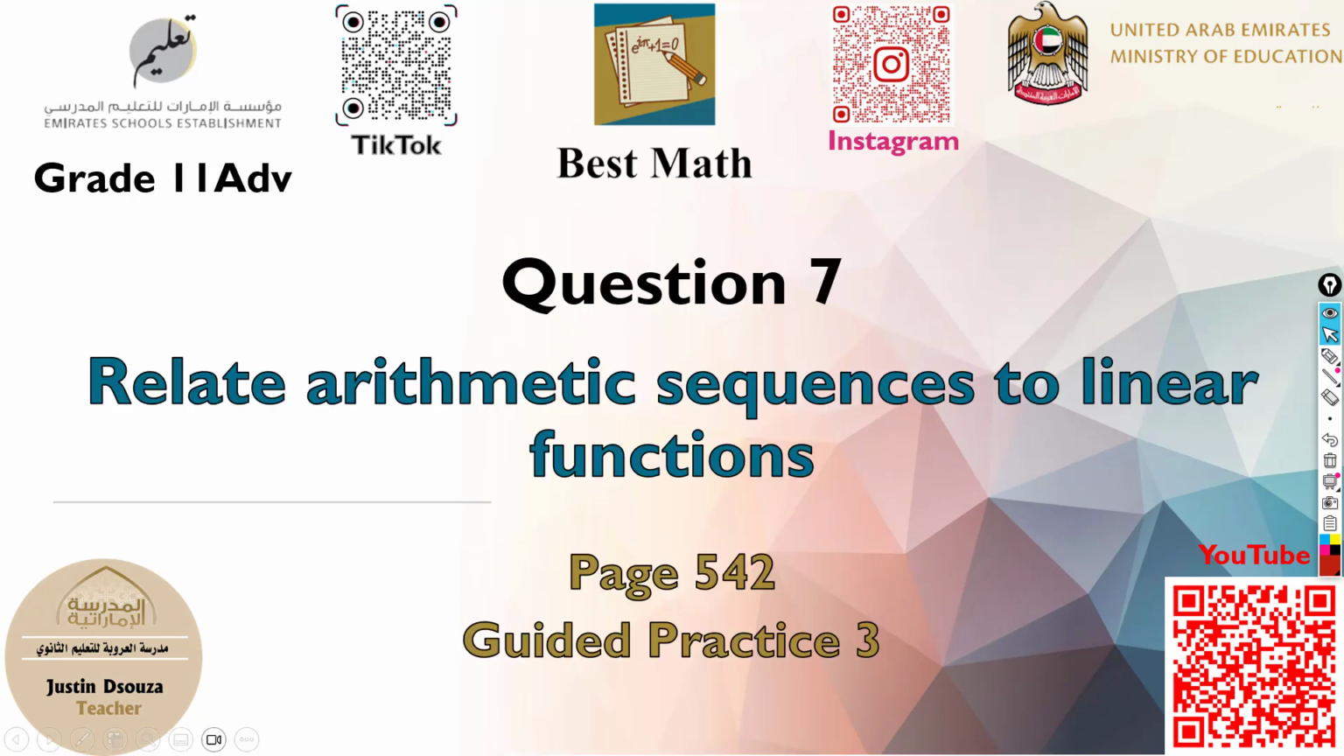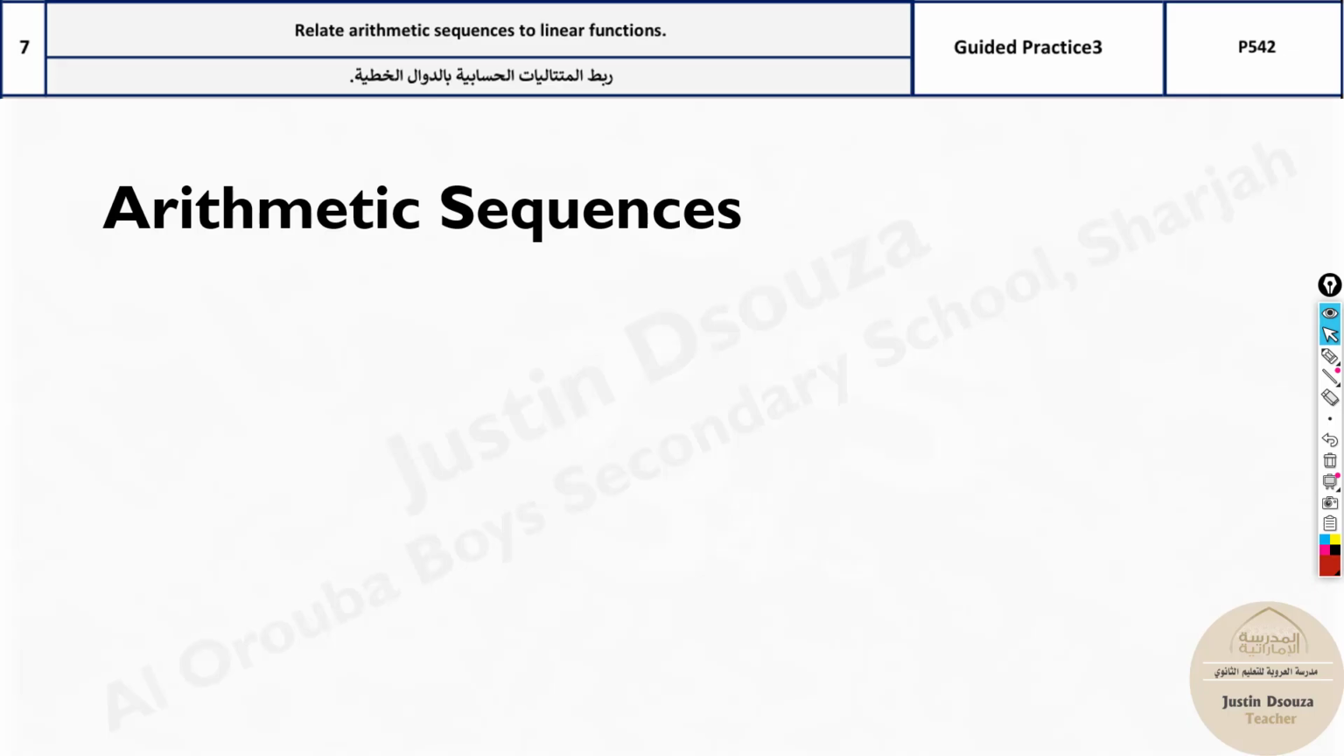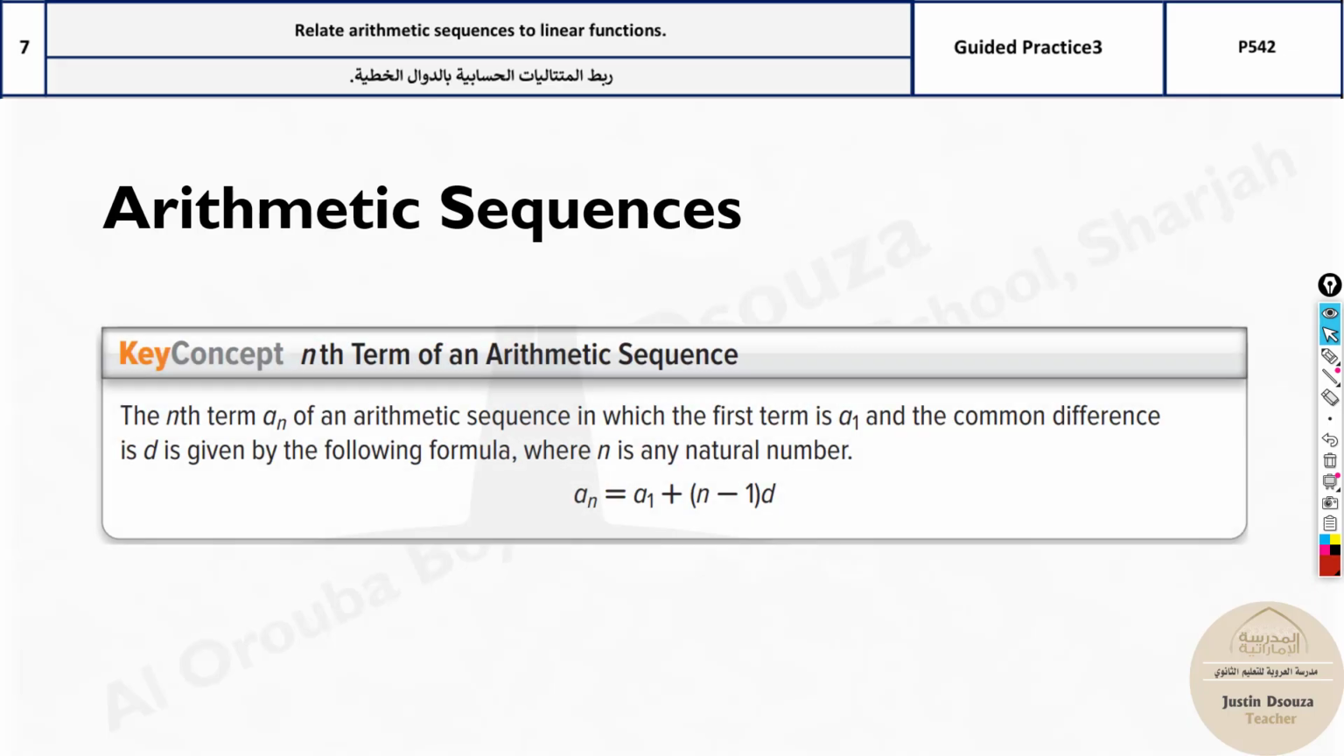The question 7 is about arithmetic sequences. Here, let us look into the formula of arithmetic sequence. The general formula is given as a_n equals a_1 plus n minus 1 times d, where a_1 is the first term, d is the common difference, and n is the number of terms.